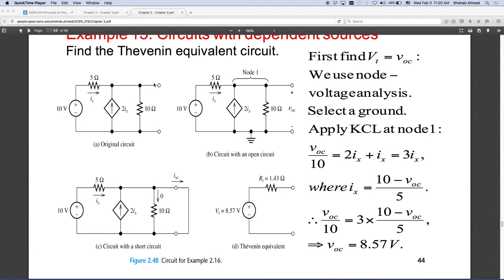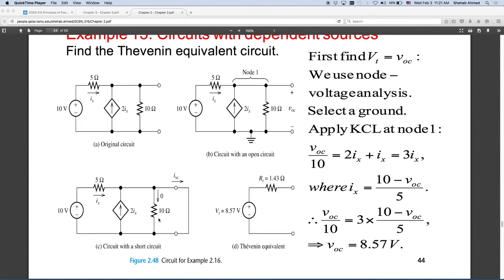Good point. So now I have my open circuit voltage, and I still have dependent sources, so I cannot do simplifications. What I need to do is place a short circuit now. Now it is going to be very similar to the previous example. I put a short circuit here, and then figure out what current is flowing in this short circuit.